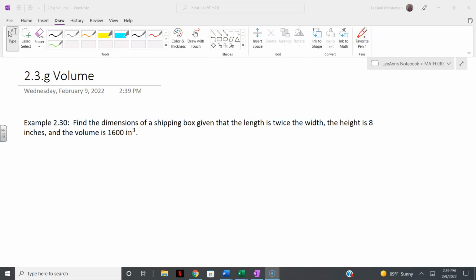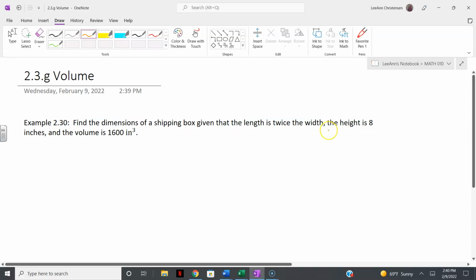Okay, so in this problem it says find the dimensions of a shipping box given that the length is twice the width, the height is 8 inches, and the volume is 1,600 cubic inches.